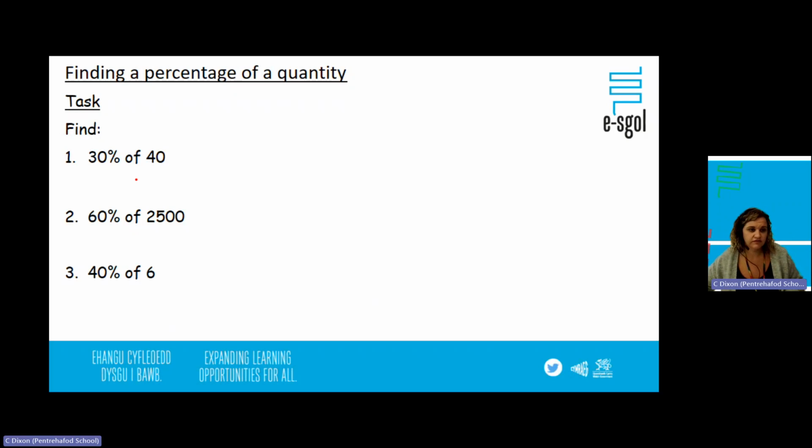Okay, so finding 30%. So the method for finding 30% is to divide by 10, that will find 10%. And once we've got that answer, we're going to multiply by 3. Okay, now the number we've got in this question is 40. So that means 40 will be divided by 10. That's going to give me 4. And then I'm going to times that answer by 3 to bring me back up to 12. So 30% of 40 is 12.